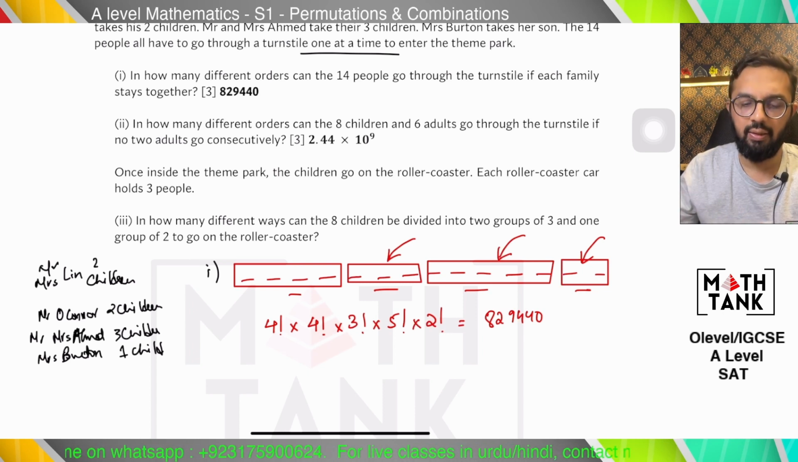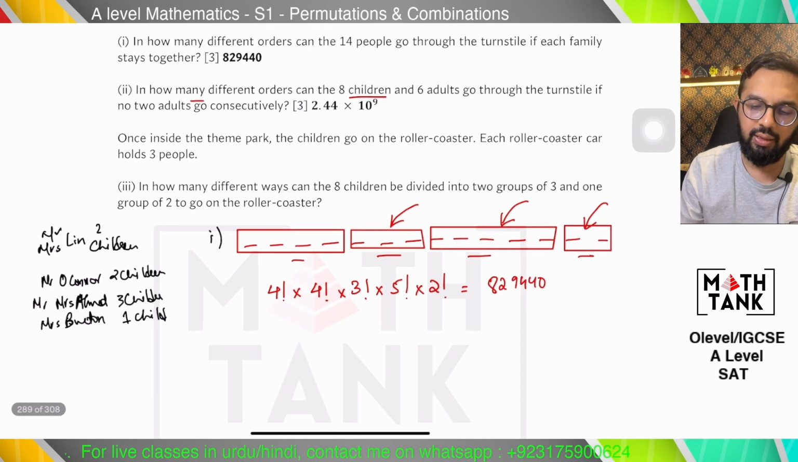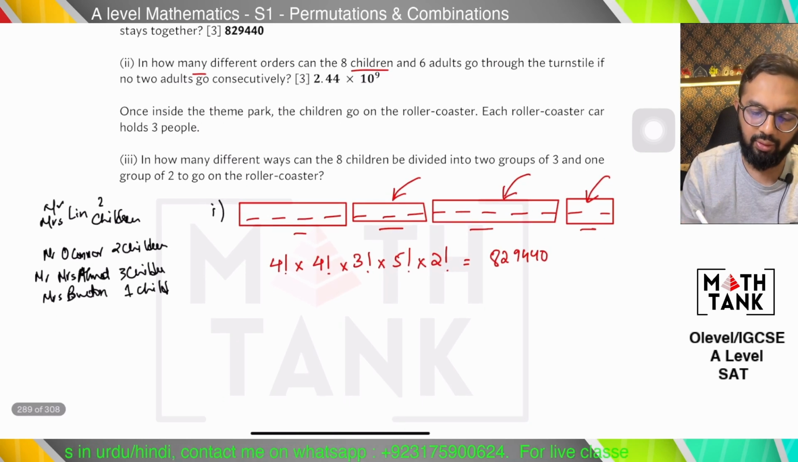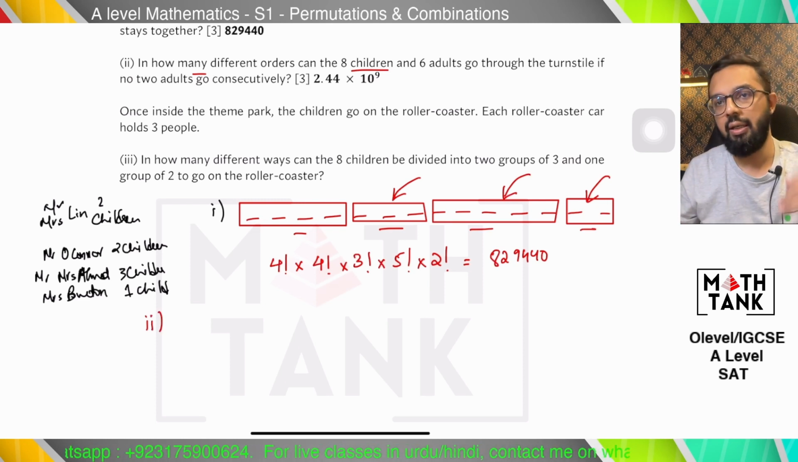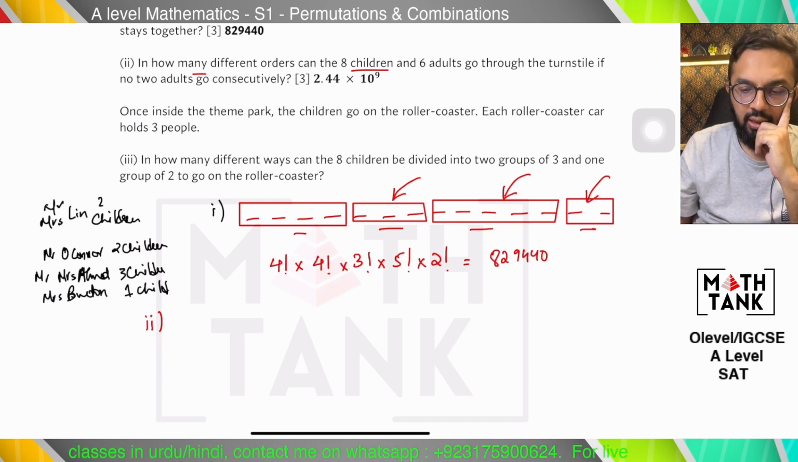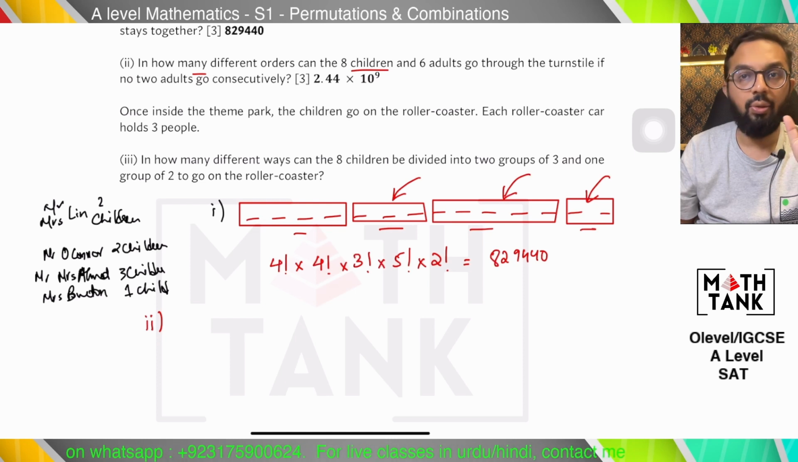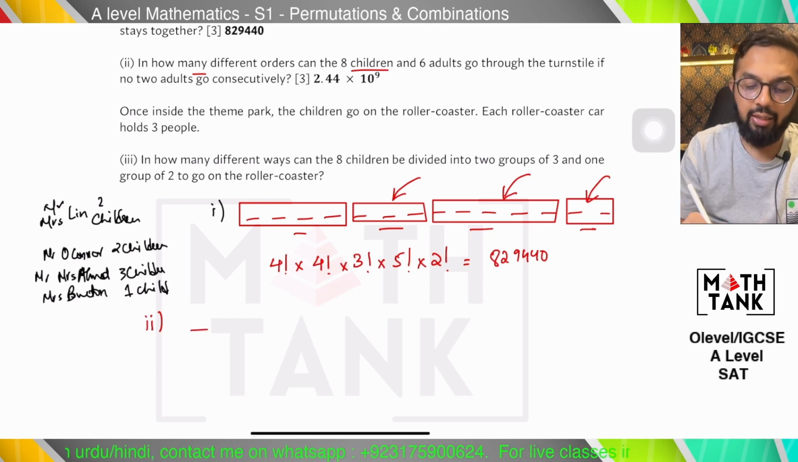Yes, that is the answer that you have. Then it says, how many different orders can the 8 children and 6 adults go through a turnstile if no 2 adults go consecutively? Now this is an important question and I want you to learn a few things here. What I'm talking about is that the adults are separated, so the adults are not going together.